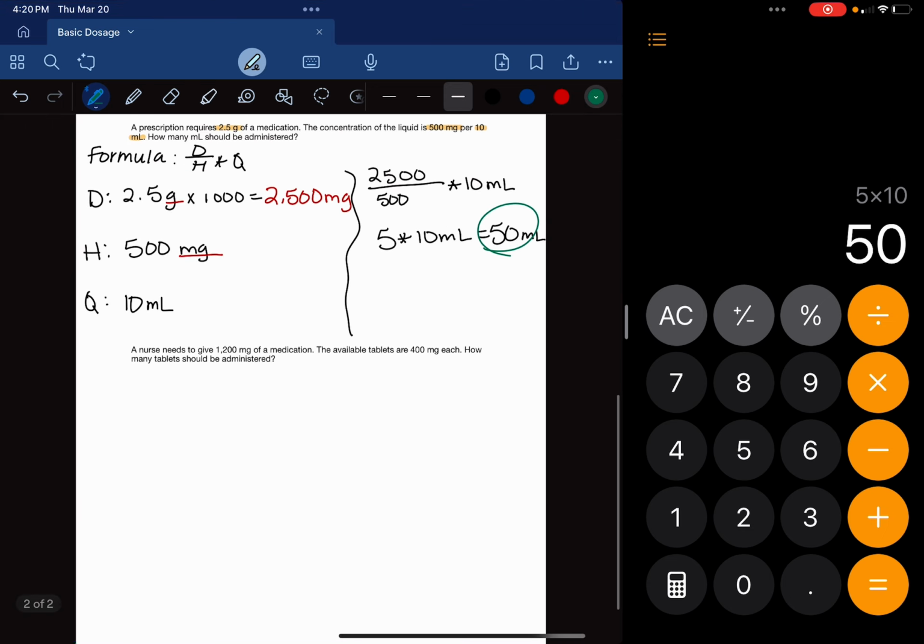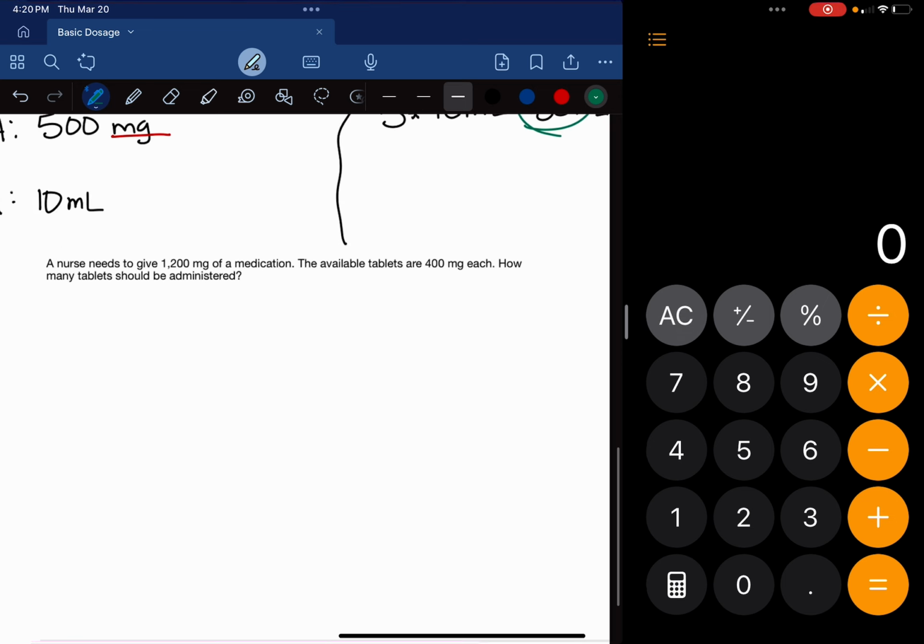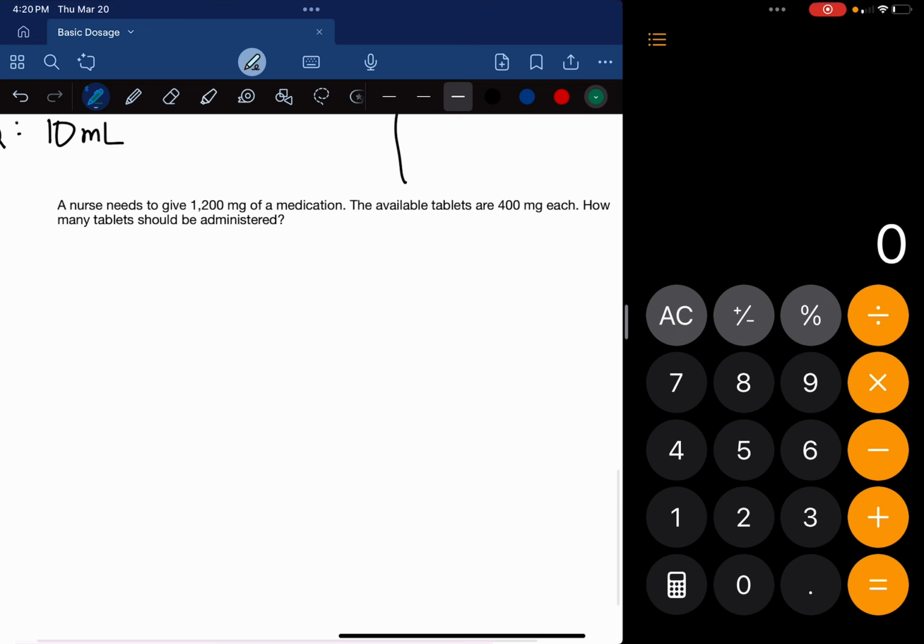Okay, our last problem. Okay, so a nurse needs to give 1,200 milligrams of medication. The available tablets are 400 milligrams each. How many tablets should be administered? All right, so let's see what they're asking. They're asking for how many tablets. This is your key information right here.